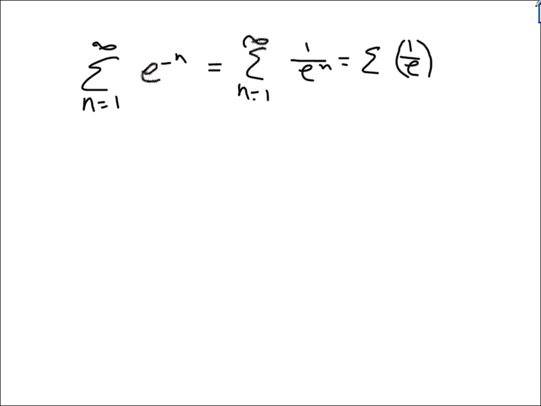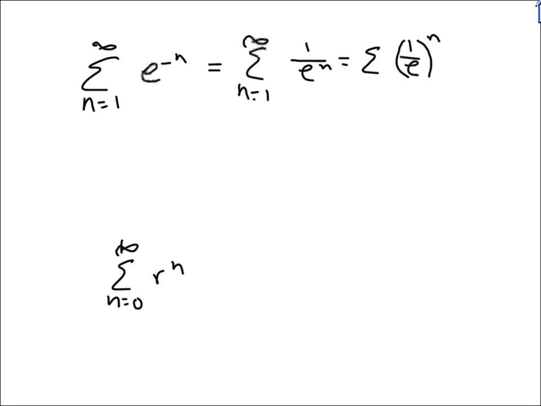For example, if you have the summation of n equals 1 to infinity of e to the negative n, this is the same as the summation as n goes from 1 to infinity of 1 over e to the n, which is the same as the summation of (1 over e) to the n. Now, we know this converges because the summation of r to the n converges if r is between negative 1 and 1. Of course, you need to start at 0 to go to infinity.